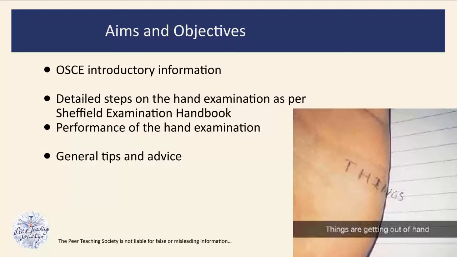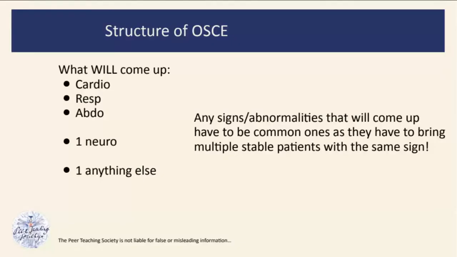Oh well. So what will come up on the OSCE? The 3 main system exams will always come up. That's a definite. I can bet you a 5 on that. And then you'll have possibly 1 more neuro. That's very likely, and then 1 anything else. That can be a thyroid exam, a diabetic foot exam, or any MSK exam. Okay, so there's 5 exams.